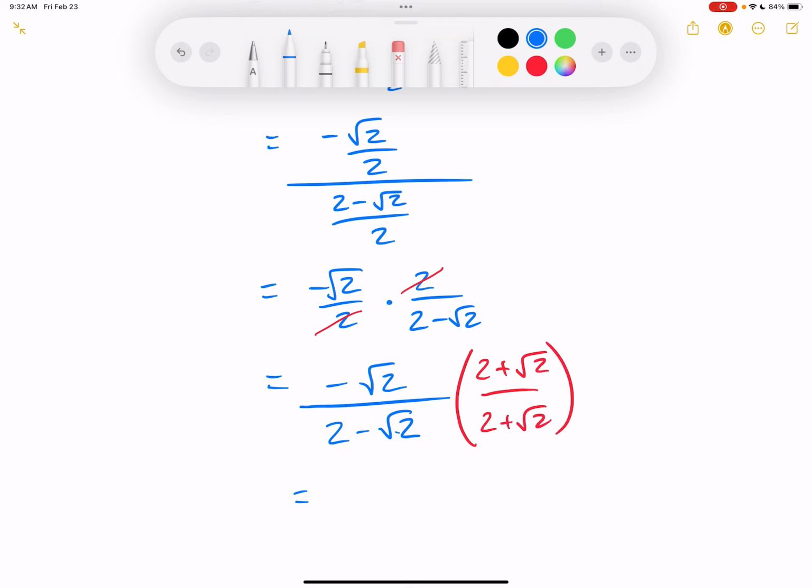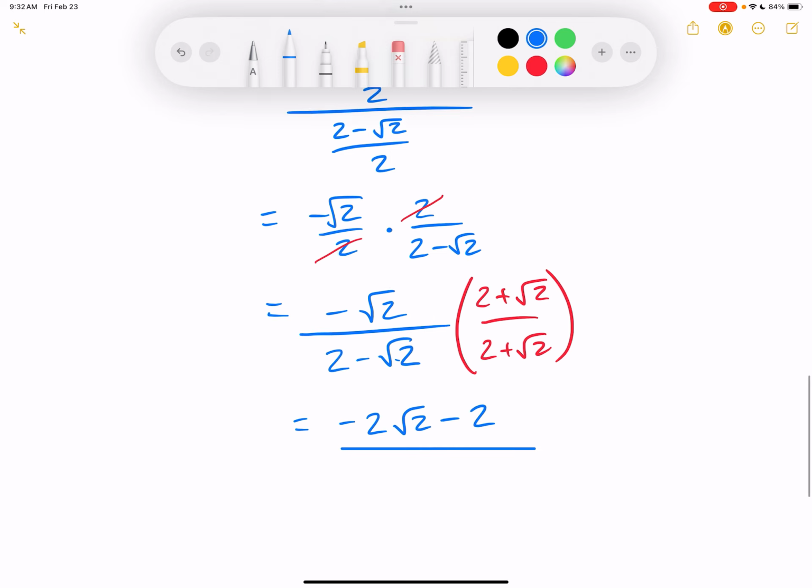So I'm going to get negative 2 root 2 minus root 2 times root 2, which is just going to be 2, over, on the bottom, that's a difference of squares, so 4 minus 2, which is going to be 2. Am I done now? No, because can't you cancel?